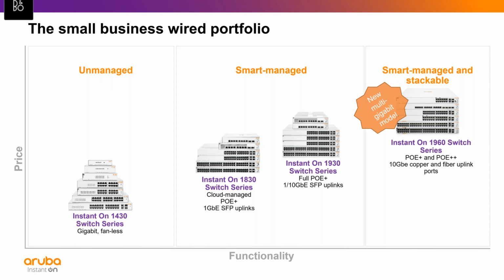So when you look at things such as some lighting that works on PoE, and some of these advanced security cameras that require more than that 30 watts, the 1960 is the product that you'd want to position for that. And these have 1 gig and 10 gig SFP plus uplinks. There's also 10 gig copper ports on these as well. There's several different models within that product line.